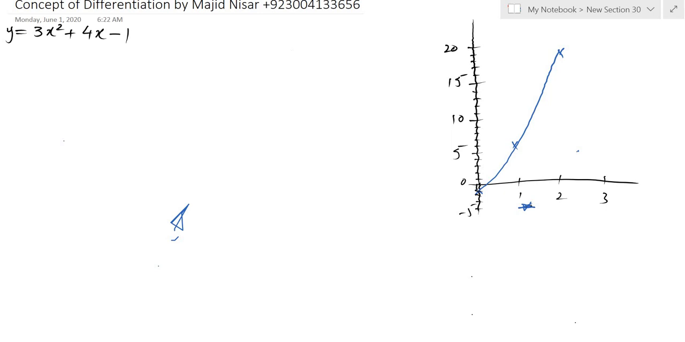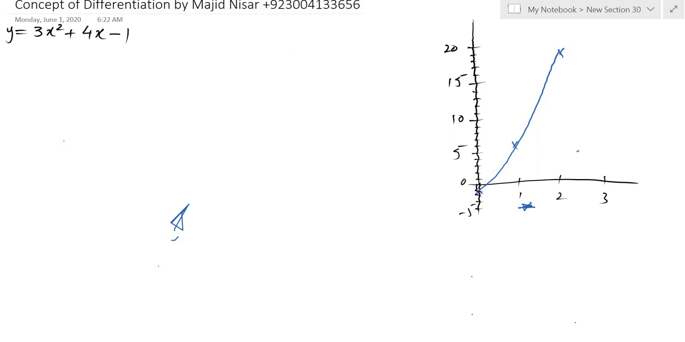I will try my best to explain it very simply, because students can start out confused by differentiation. For example, we have to differentiate this equation. I will explain it graphically, and afterwards it will clear your concept. So please watch till the end.